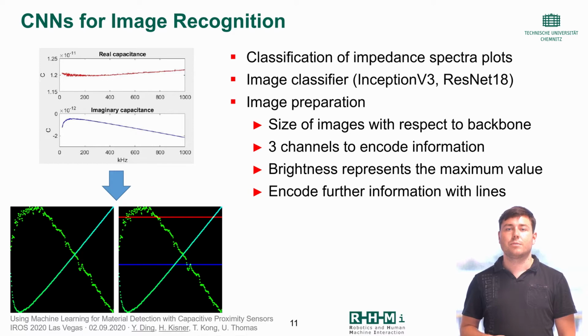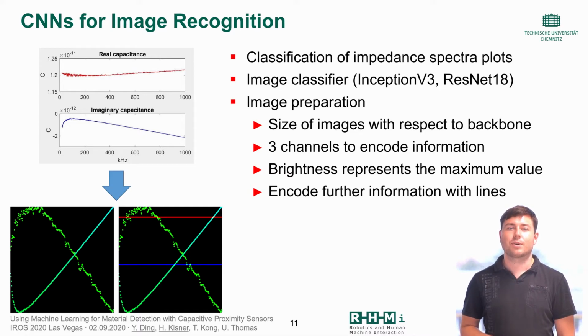We use RGB images. Thus, we have 3 channels to encode information. The red channel represents the real values and the blue channel represents the imaginary values of the impedance spectra. We set the green channel to the maximum value. The brightness of each channel encodes the maximum value per dataset. With the preparation, we can generate our training and test datasets for the image classifiers.